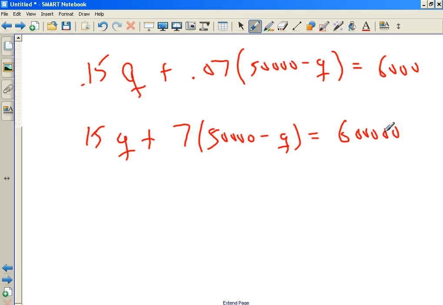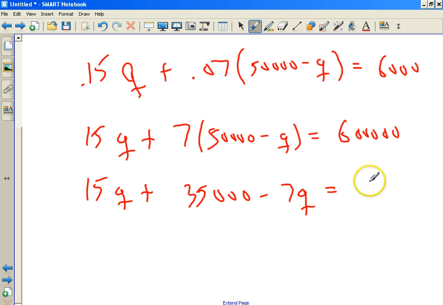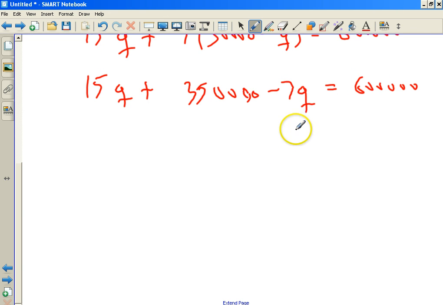All right, so solve. What are you going to do next to get Q? Distribute the 7, right? All right, so 15Q plus what? 7 times 50,000? Not 35,000. 350,000, right? I mean, think about it. 7 times 50,000 is going to be 35,000. That's smaller. Minus 7Q equals... We said 350,000, didn't we? Whoops. You're right. Good call. I said 350,000 and I didn't write it. Equals 600,000. What are you going to do next? Combine the Q's. So 15Q minus 7Q is 8Q's. Plus 350,000 is equal to 600,000.